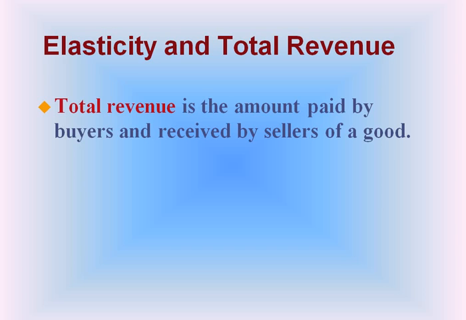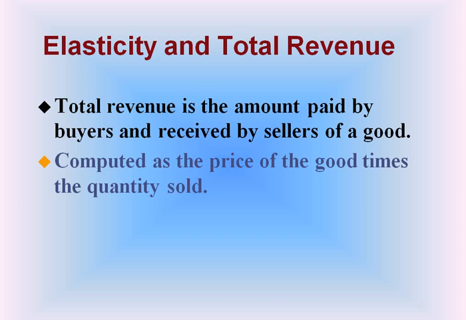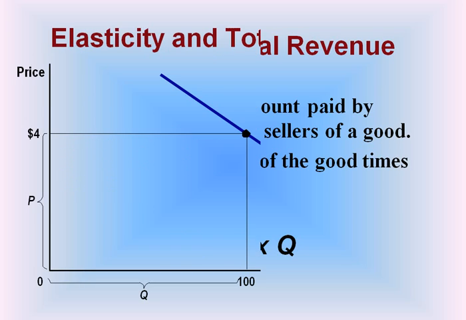Elasticity and total revenues. Total revenue is the amount paid by the buyers and received by the seller of the good. This point is not of your concern because it is not in your curriculum. The CFA curriculum is not going to focus on these things, so we are going through this very rapidly. Total revenue is computed as the price of the good times the quantity sold. Total revenue, TR, is equal to price per unit times the quantity you are going to sell or buy.